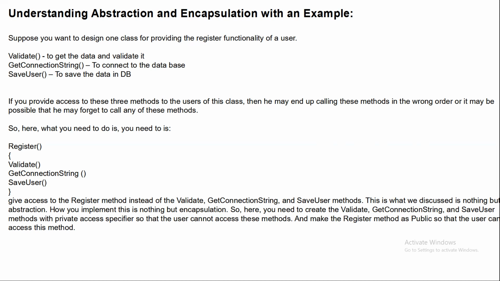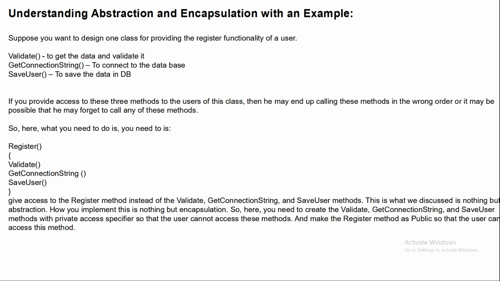Suppose I have already defined three methods. Hey guys, these are the three methods, if you want to register for a Gmail, let's use them. But at the end user, you may not know which method you have to execute first, or there is a chance that you may make an error. Instead of invoking the validate function first, you may invoke get connection string first, or save user first. So if you provide more liberty to the user, he may make some kind of mistakes.